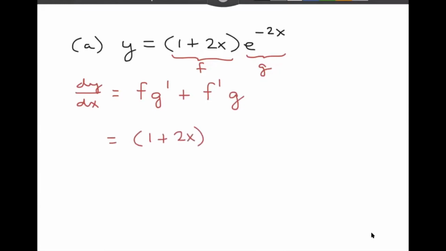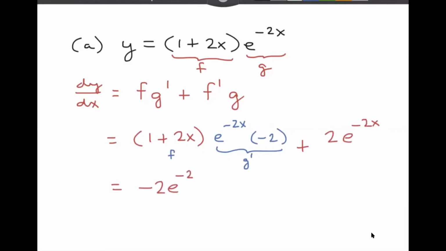All right, now what is the derivative of g? That's the new toy, right? The derivative of e to the negative 2x is, I'm going to write this in a different color just so it stands out, e to the negative 2x times the derivative of negative 2x, which is negative 2. Okay. So here is your f. Here is your g prime. The other part of it's simpler. F prime is the derivative of 1 plus 2x, which is just 2. And then leave g alone, e to the negative 2x. All right, so we end up with negative 2e to the negative 2x times (1 plus 2x) plus 2e to the negative 2x.